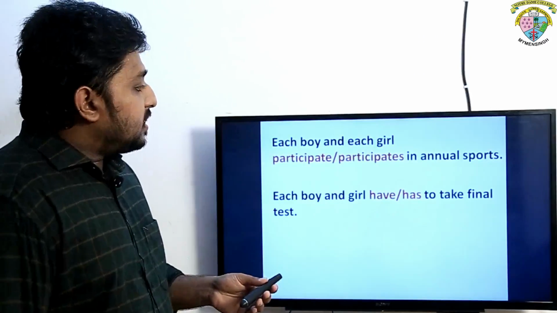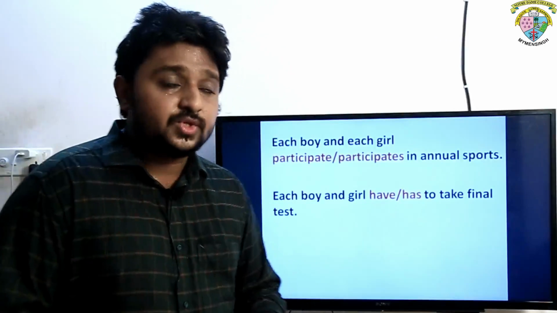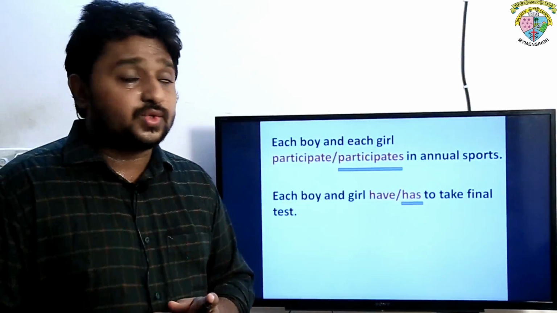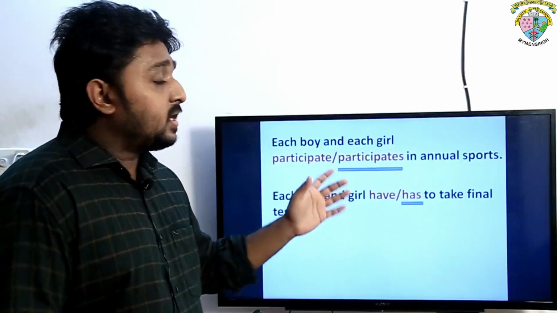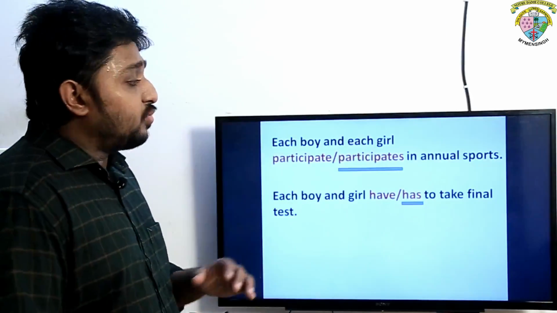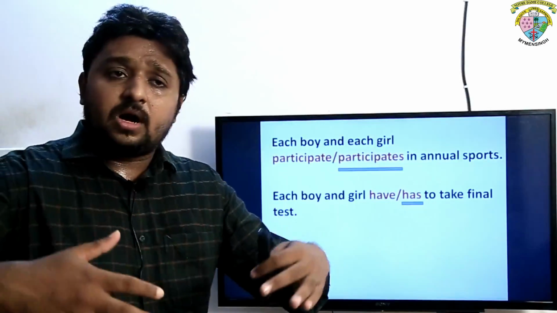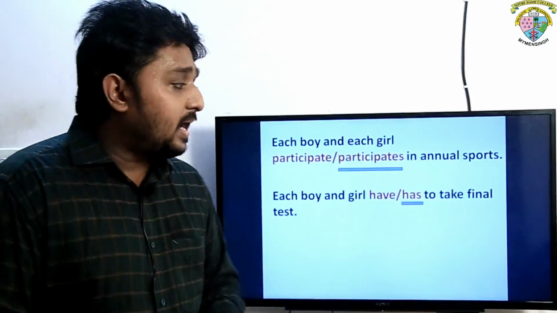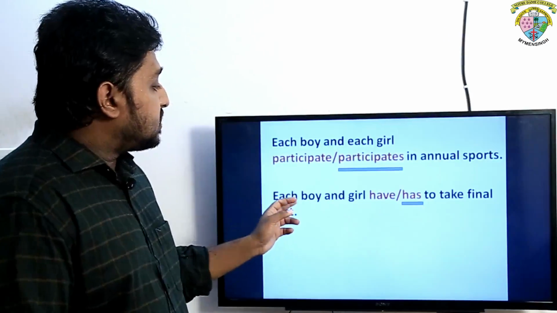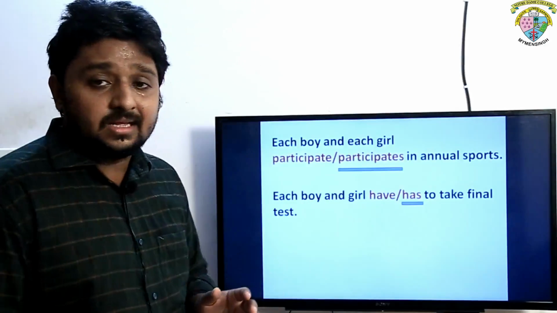Each boy and each girl participate or participates in annual sports. What do you think, guys? What will be the answer? Yes, the answer will be "participates." Because why? What is the rule? If "each" plus subject are connected with "and," then the subject will be singular. Very simple. That means each plus subject, though it's plural, despite that it will take a singular verb. So in the next line we also say: each boy and girl has to take the final test.